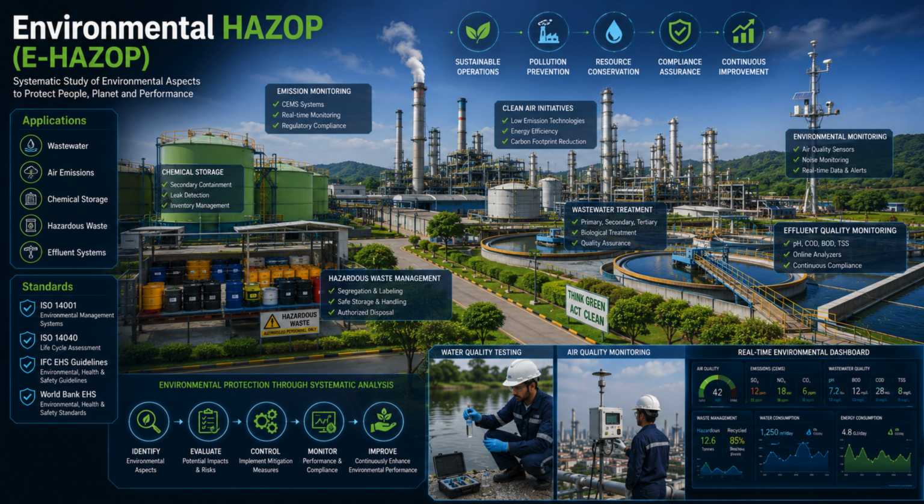Industrial operations must also protect the environment. Environmental HAZOP, often called E-HAZOP, evaluates deviations that may result in air emissions, water pollution, soil contamination, hazardous waste releases, or environmental non-compliance. These studies commonly reference ISO 14001, ISO 14040, IFC environmental guidelines, and national environmental regulations.